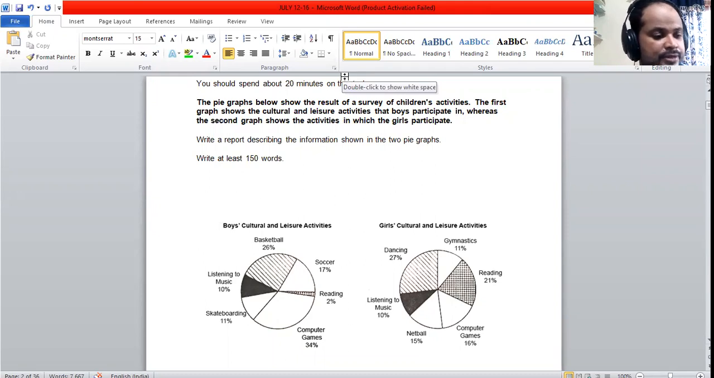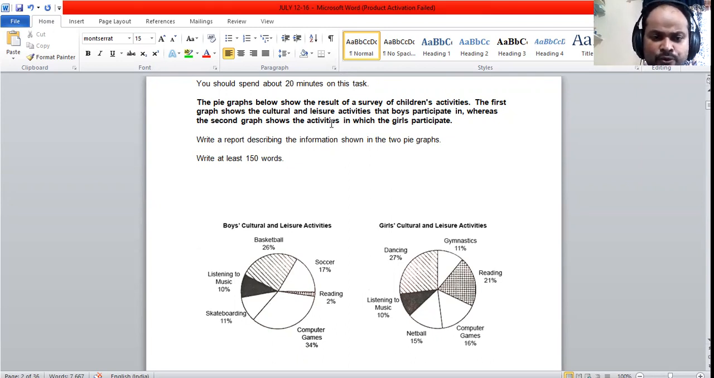Hi everyone, today we are going to discuss a pie chart. This pie diagram is about a survey report on children's activities. So we have two pie diagrams, number 1 and number 2.